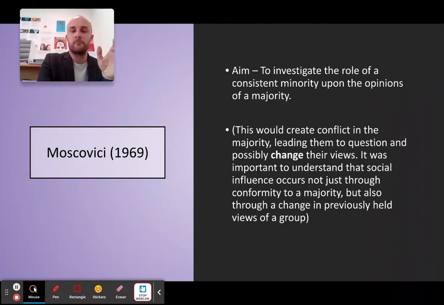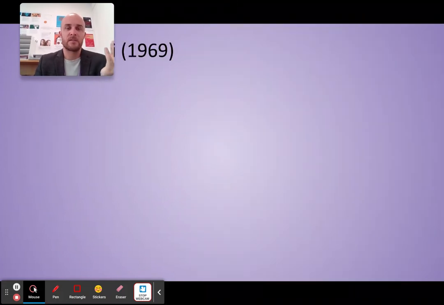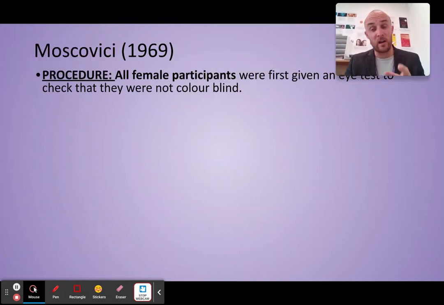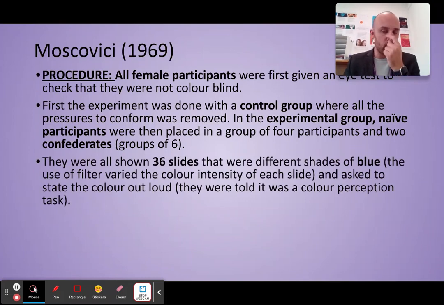So there is an aim there. He wants to create conflict within the majority. So he kind of did Asch, but round the opposite way. He had all female participants who were not colorblind. That's important. And he had a control group, etc. All groups were shown 36 slides, and all the slides were some sort of blue, all different shades and intensities. And they were asked to state the color out loud. They were lied to that it was a color perception test.